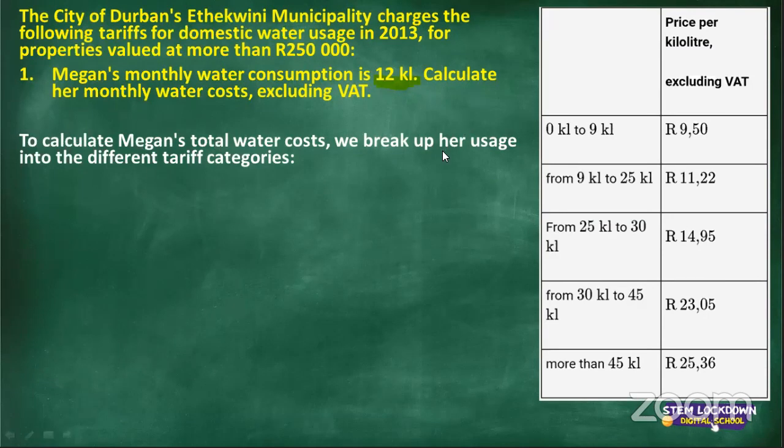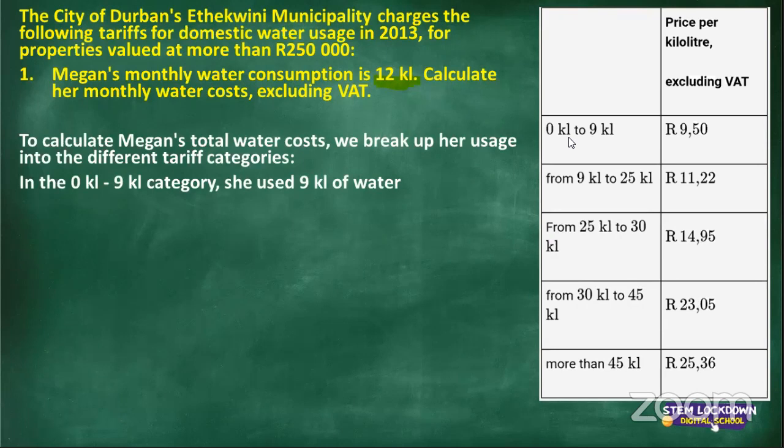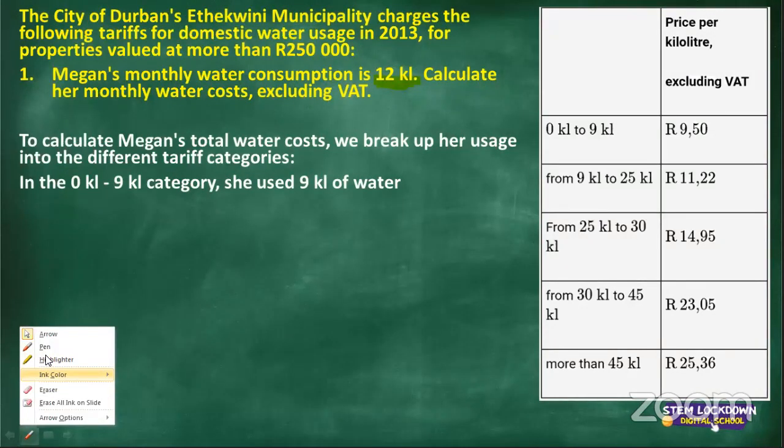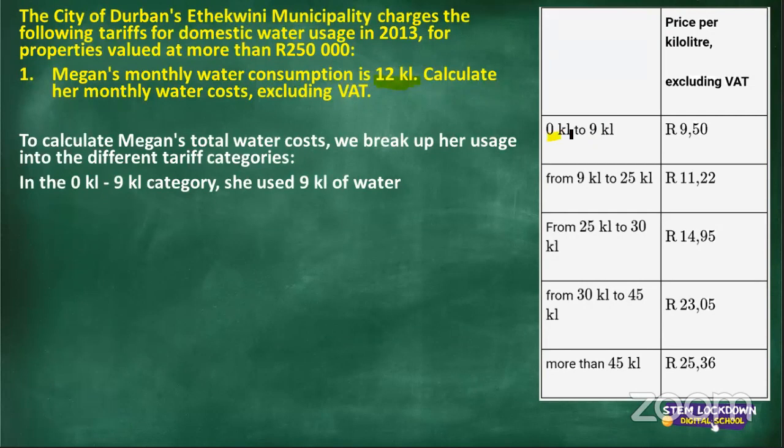Firstly, we break those up into the different categories. The first category is the very top one. Whenever you're working with tariffs, you will always start at the 0 to whatever maximum value is put there. You don't start anywhere else. Always start with the very first one, which is the 0 to 9 kiloliters in this case. In that category, how much has she used? She has used the whole 9 kiloliters of water.